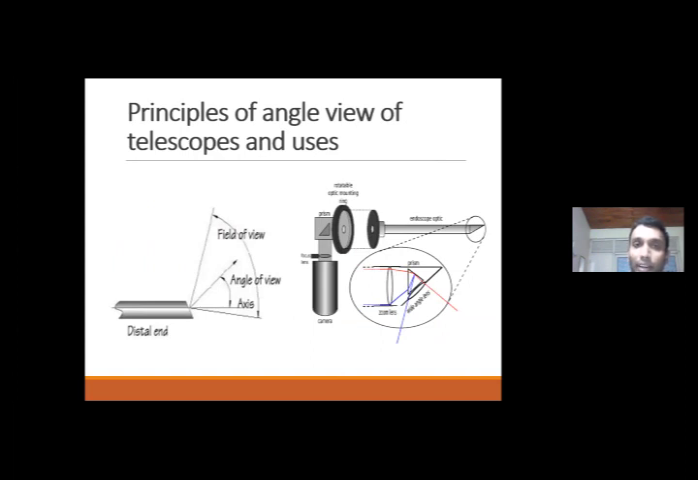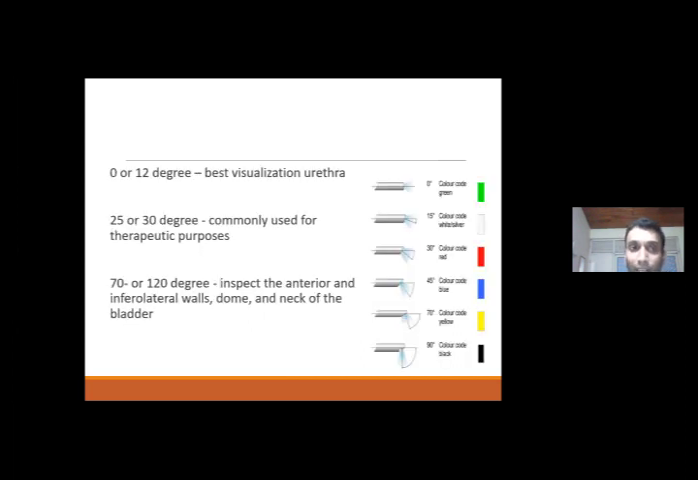Considering the angle of view, the distal end of the telescope carries a prism, which creates the reflection and the angle of view. Usually 0 to 12 degrees is for the best visualization of the urethra, coded by green. Then 25 to 30 degrees is commonly used for therapeutic purposes with the resectoscopes, coded by red. Then 70 to 120 degrees cannot be used for resection, but only for diagnostic purposes, mainly to inspect the anterior and lateral walls, dome and neck of the bladder.